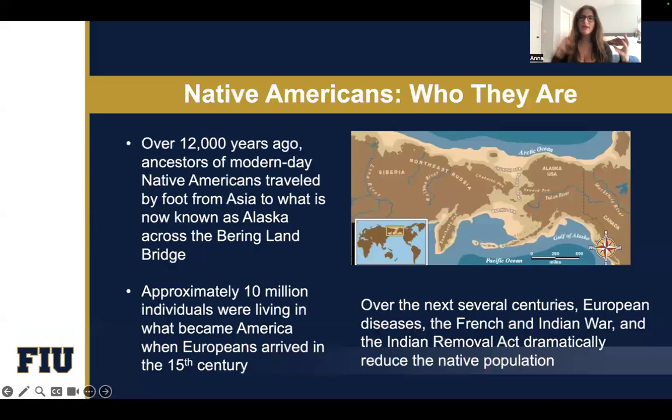So starting with a background of Native American history. Approximately 12,000 years ago, the ancestors of what we know today as Native Americans traveled by foot from Asia to what's known as Alaska, across the Bering Land Bridge. By the time that European colonizers came to America, approximately 10 million individuals were living here. And over the next several centuries, European diseases, wars, and the Indian Removal Act dramatically reduced the native population.